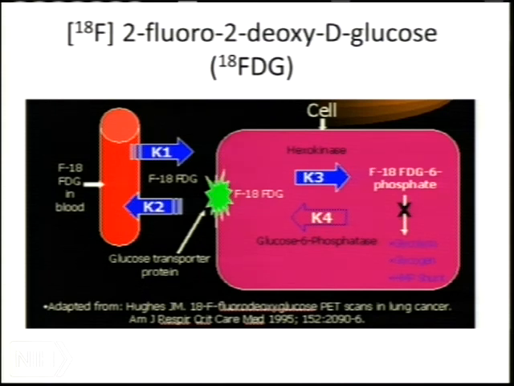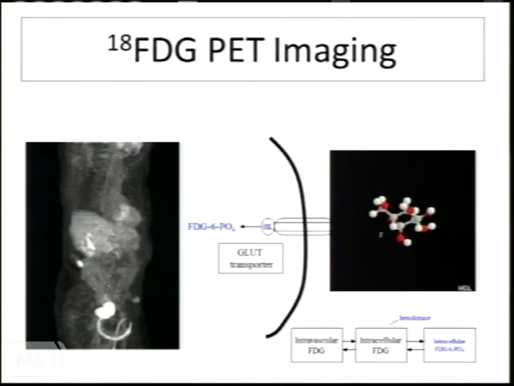There's something funky about it. It's got this deoxy thing on it, and it's got fluorine in it, and the body says, I don't know what you are, but I'm just keeping you in the cell. And so it accumulates in the cells that have abnormal metabolism. So you can get uptake in cancer.